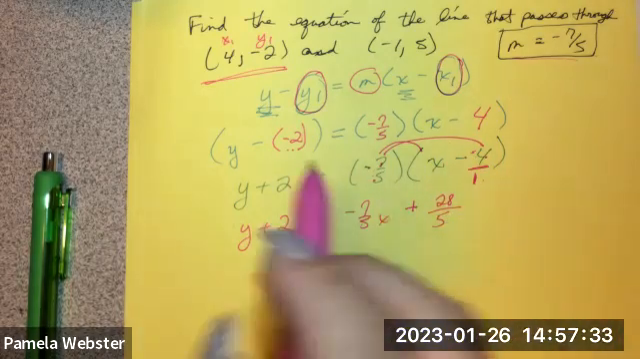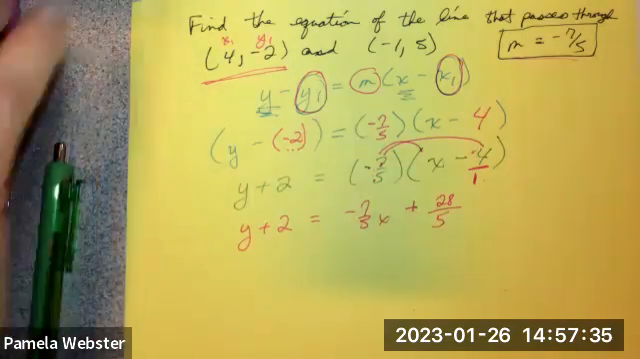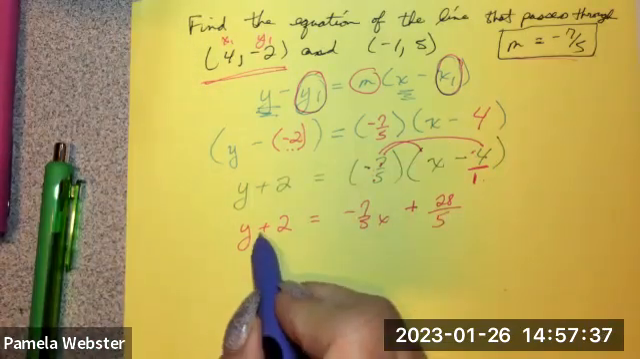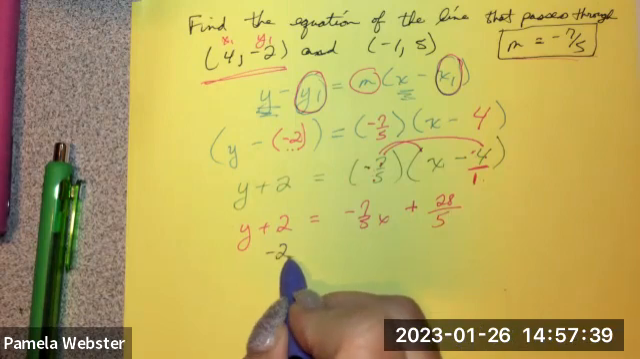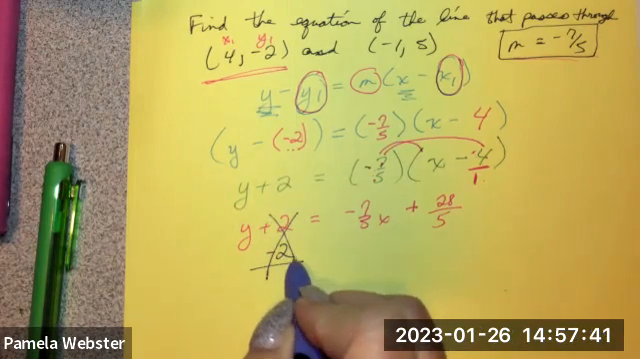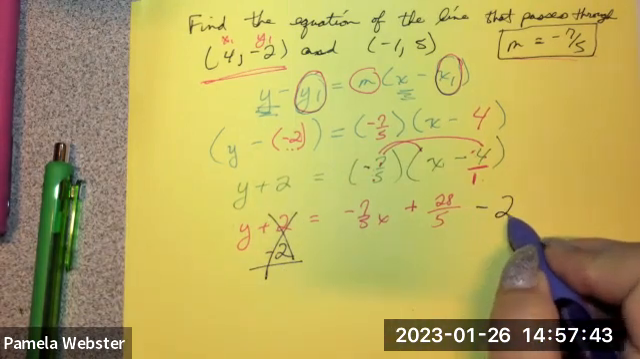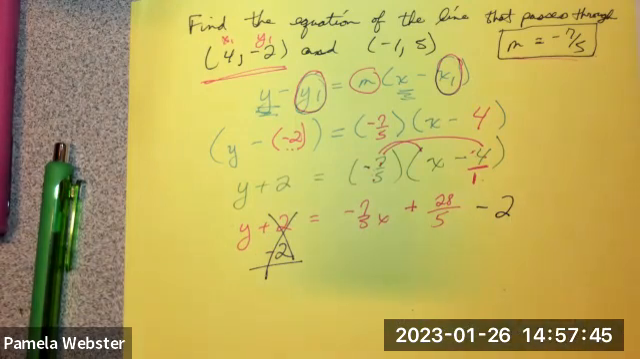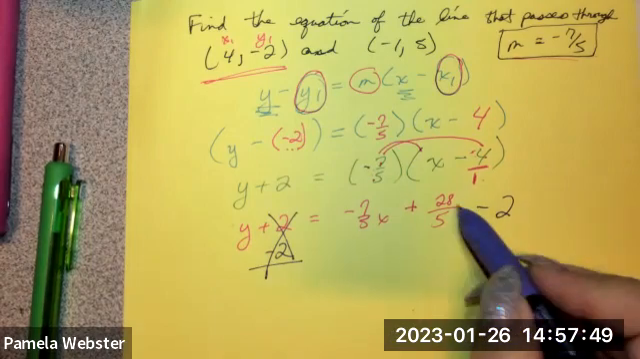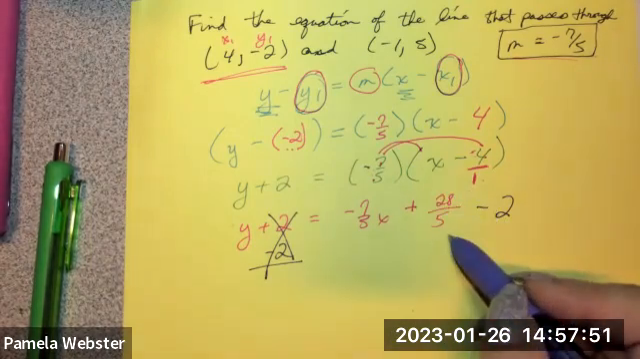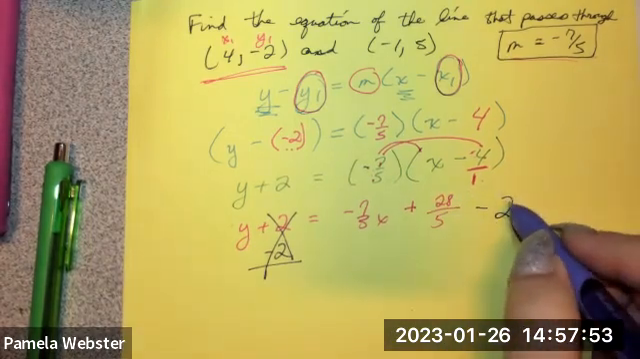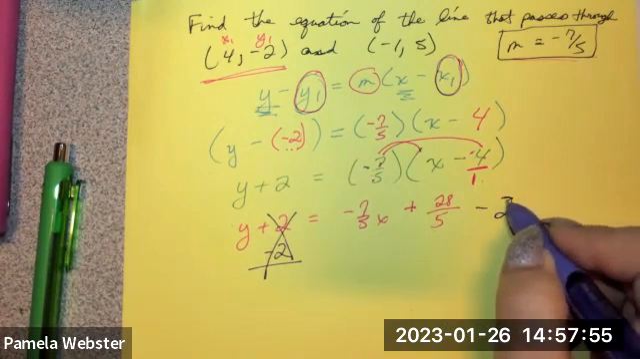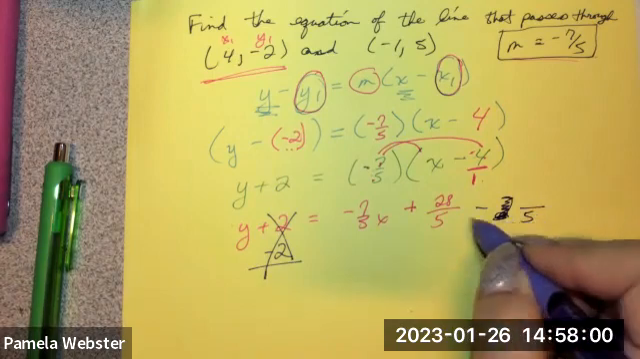All right. And then the last step here is get the y by itself. I'm adding 2, so I'm going to subtract 2. That's going to go away. -2 back here. I'm going to be a little bit careful here because I'm subtracting this 2 from this guy who has a 5 as a denominator. So if you want to, you can make this a second step, but I'm just going to write it right here. What is 2 with a 5 as a denominator?